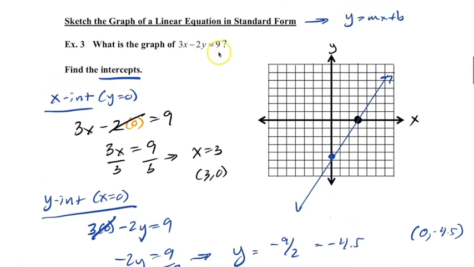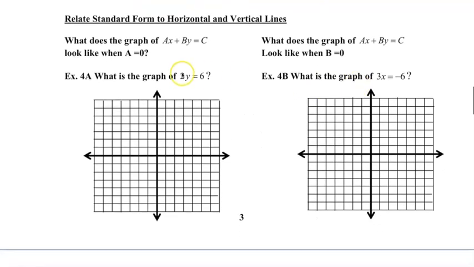Like I said before, if you really want to, you could put this in slope-intercept form, solve for y. Subtract the 3x, divide by negative 2, and then once you have slope-intercept form, just graph it using slope and y-intercept. Next up, how about horizontal lines? How about things that don't necessarily have a slope or y-intercept? So how do you graph it when there's only one variable?